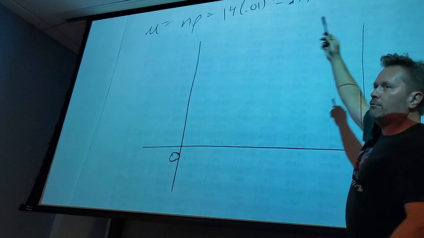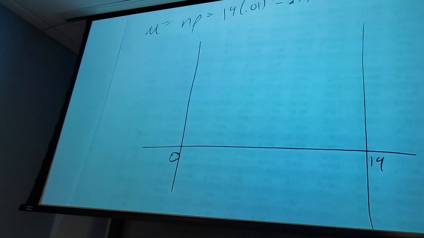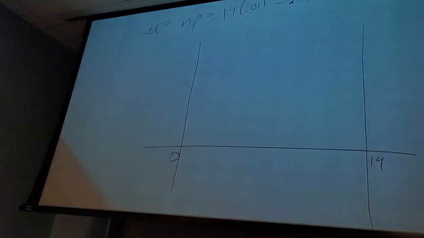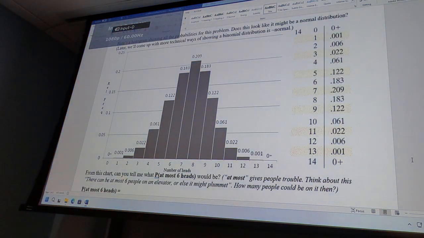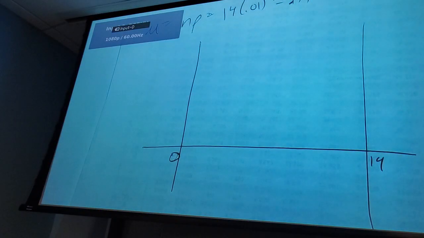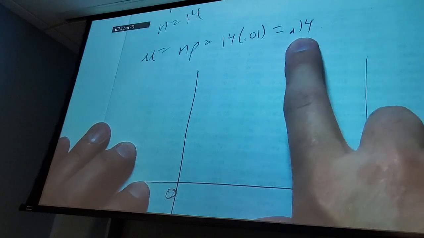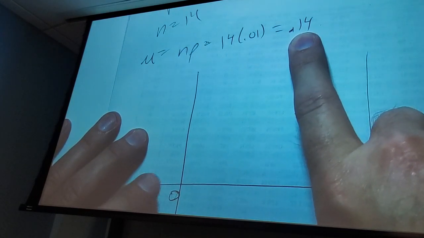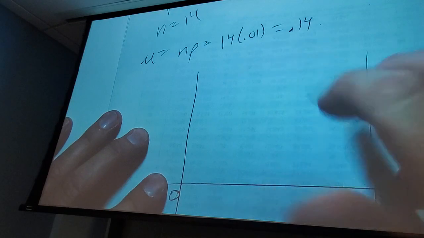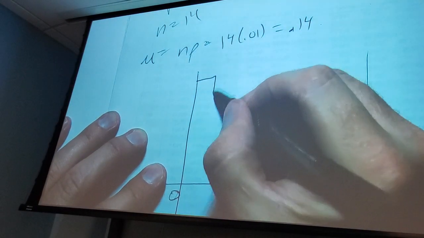If the mean is now 0.14, where should the highest bar be now? The mean is 0.14. Why was the highest bar on this paper around 7? Because what's the mean? 7. And what's the other name for the mean? Expected value. So that's why that's got the highest bar. I expect it to be close to the mean. Now what's the mean? 0.14. So where should the highest bar be? Right next to 0, correct? So this is the highest bar now, correct?